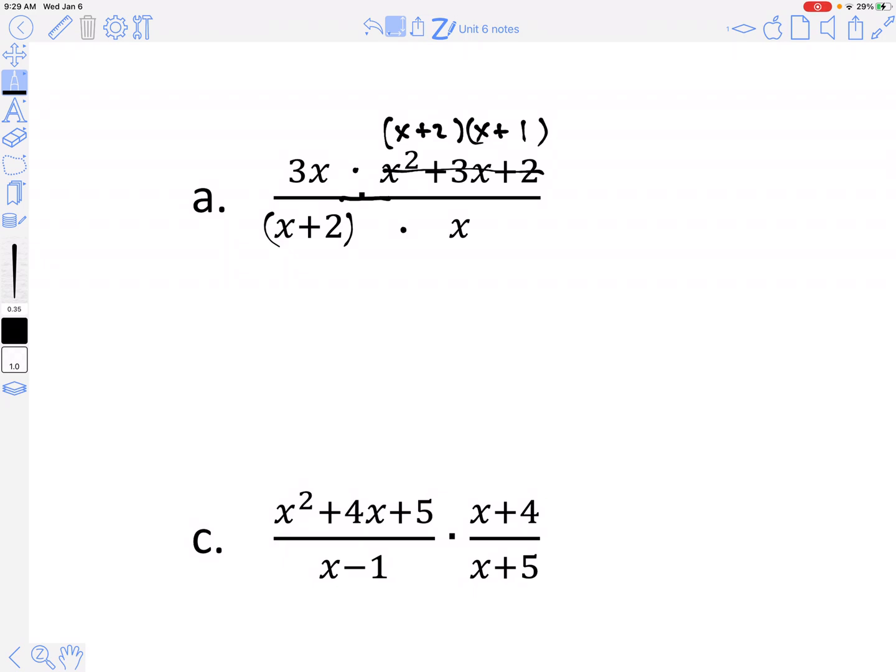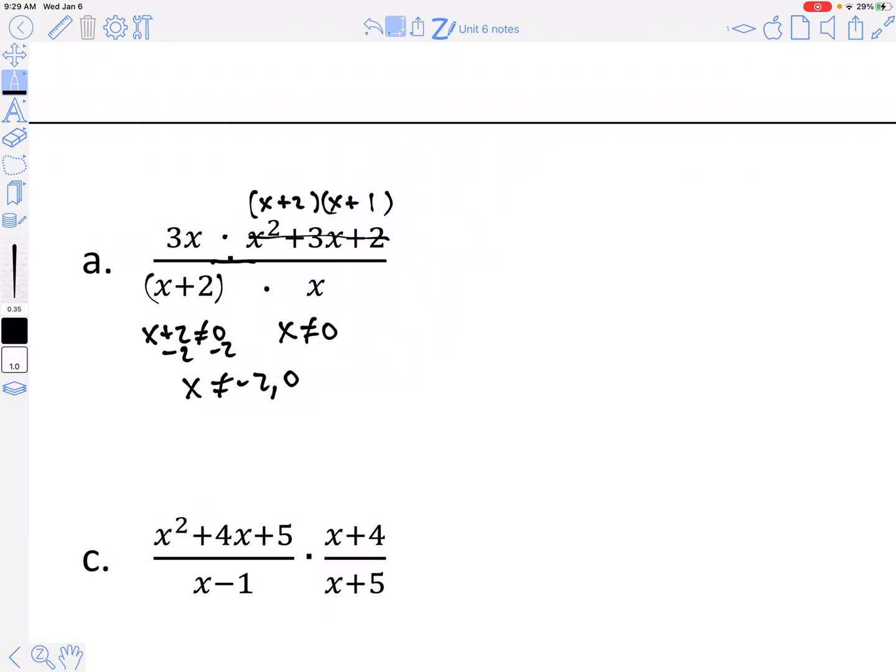All right, so I got to make sure that this never becomes 0 in the denominator. So I'm going to take a look at these. X plus 2 can never become 0, so x can never be negative 2. And then this x can never become 0, so negative 2 and 0 are out. Okay? All right, so now I'm going to cross off any matching pairs. X plus 2 divided by x plus 2 goes to 1. X divided by x goes to 1.